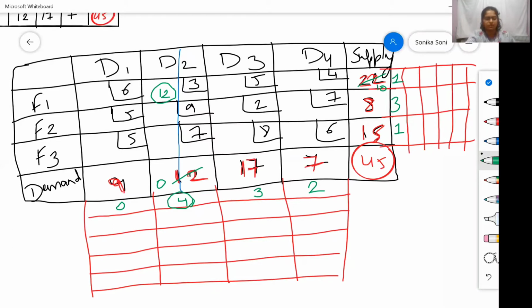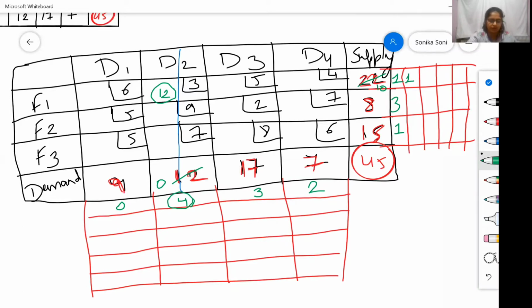Now moving on to the second allocation. First we have to find out the penalty again. And now when we are finding out penalties, we have to ignore the column or row whichever is cancelled out, which means we have to ignore the D2 column. Now which is the least cost here? We have 4 as well as 5 as least costs. So the difference between them is 1.